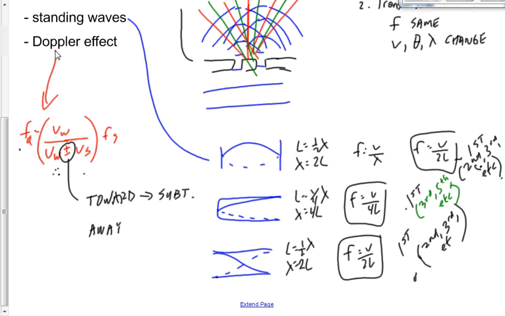And if it's going away from me, okay, well then I want to have a smaller number for FD, and if I want to have a smaller number here, I want to have a bigger number here, and a bigger number here is going to come from adding them together.